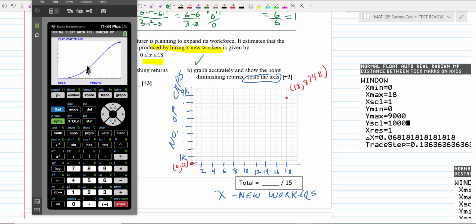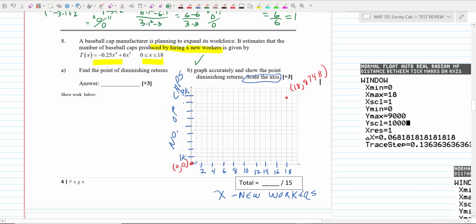Now the third point, probably the best one to use on here, is the point of diminishing returns. So we'll come back to our graph here in a minute. Okay, so now when we do the point of diminishing returns, we want to start by doing the first derivative, which is bring down that power rule. So 0.25 times 4 is 1, so that's negative 1, x to the third plus 18x squared.